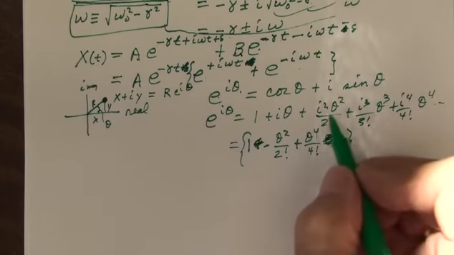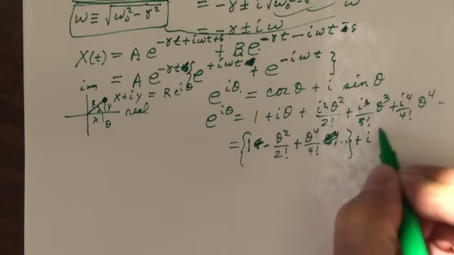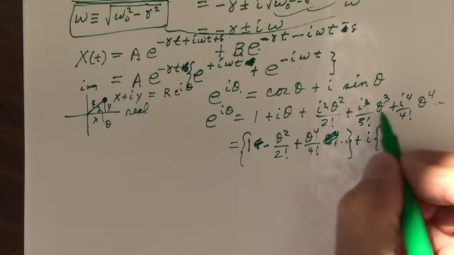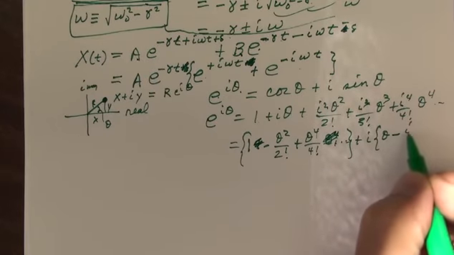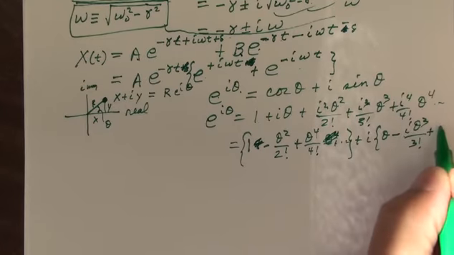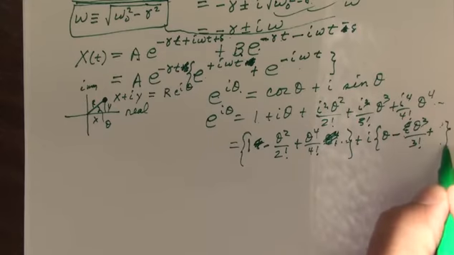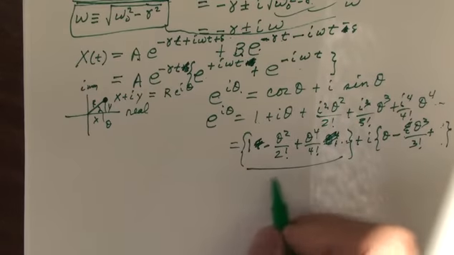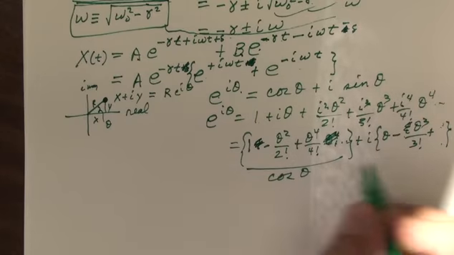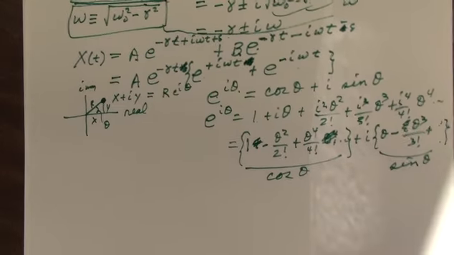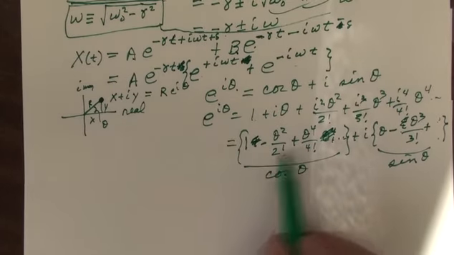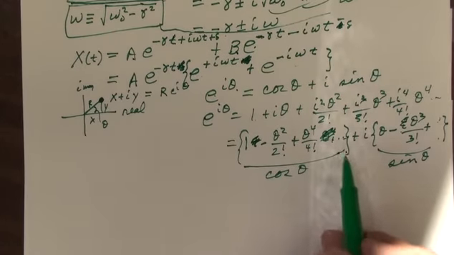That's the real part. Then the imaginary part would be plus i times theta. And this is i cubed, so it's a minus sign times i, minus i theta cubed over 3 factorial, plus theta to the 5th over 5 factorial, and so forth. This expansion here is exactly the expansion for cosine of theta. This one is the expansion for sine of theta. Those are really important. It's important that you remember what those expansions are.